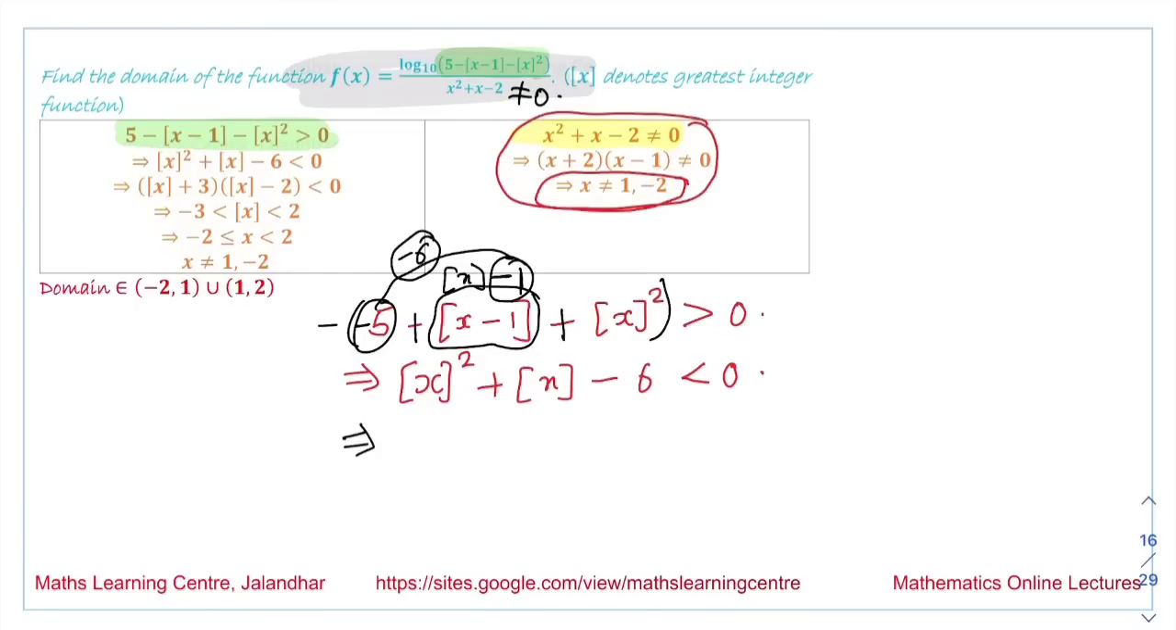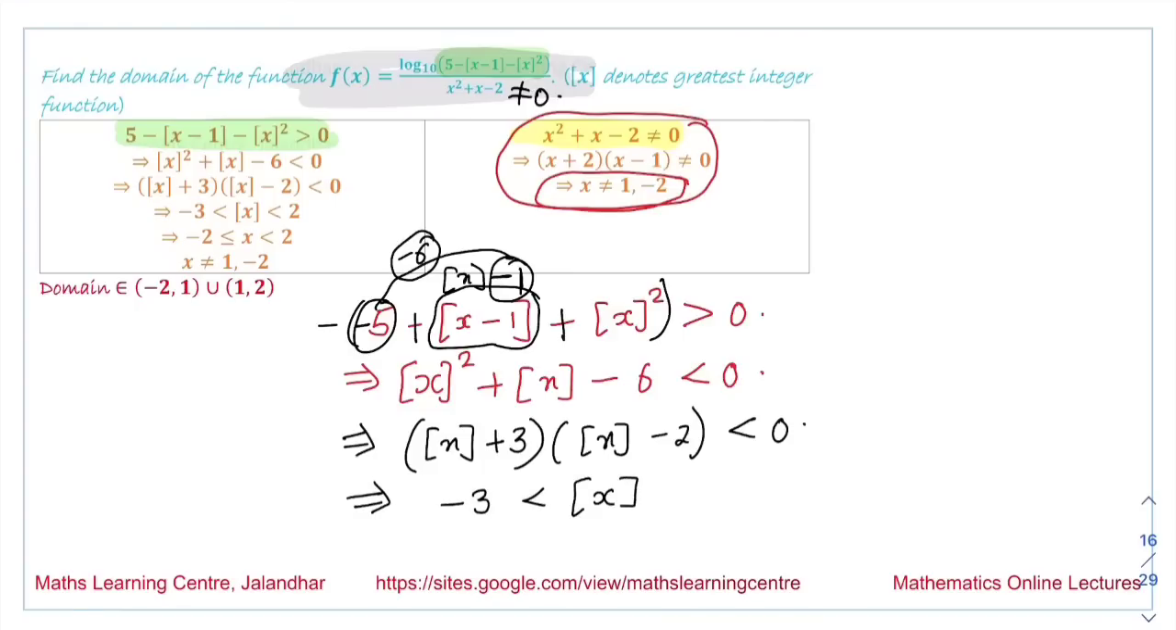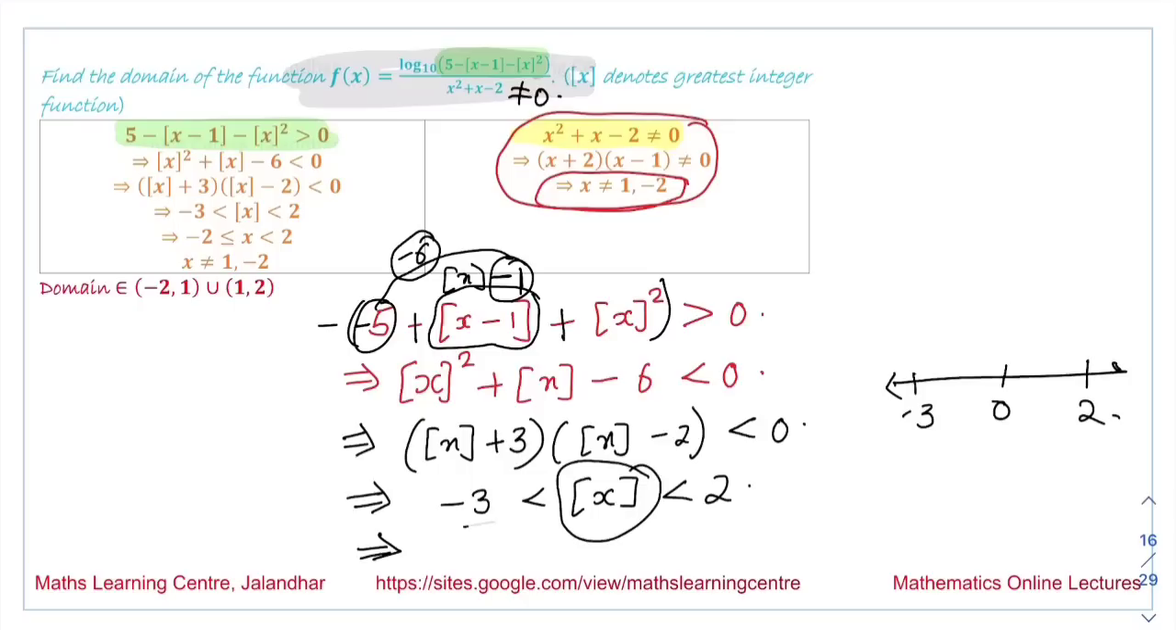This becomes a quadratic equation in this function. So you are writing it as (greatest integer of x + 3)(greatest integer of x - 2) < 0, and this implies that -3 < greatest integer of x < 2. If we draw the number line, it is -3 over here, and 2 over here. We are saying the greatest integer value lies between -3 and 2.